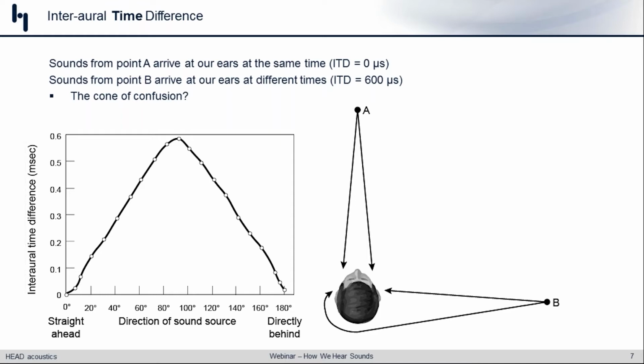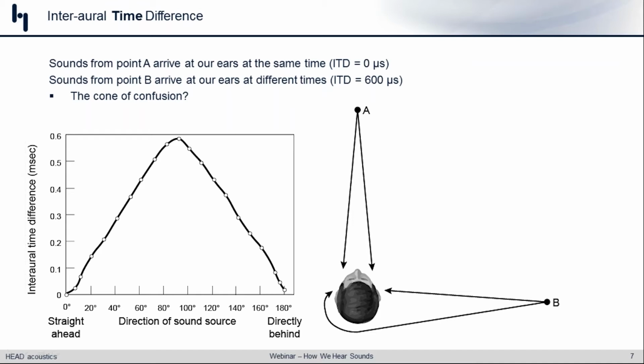Now, before we get too excited about this, there is the known problem of the cone of confusion, where, as you can maybe quickly identify, at 0-degree incidence and 180-degree incidence, we have two sound events with interaural time differences exactly the same, i.e. 0.